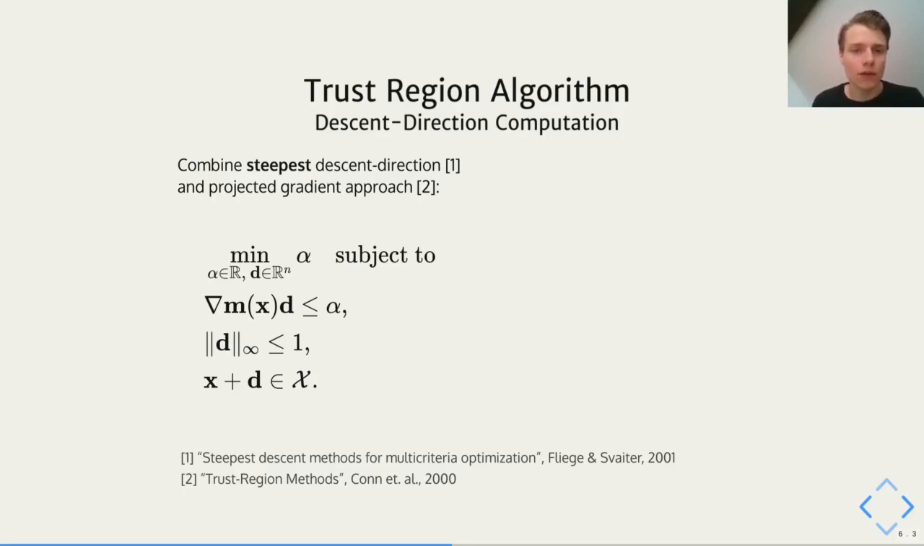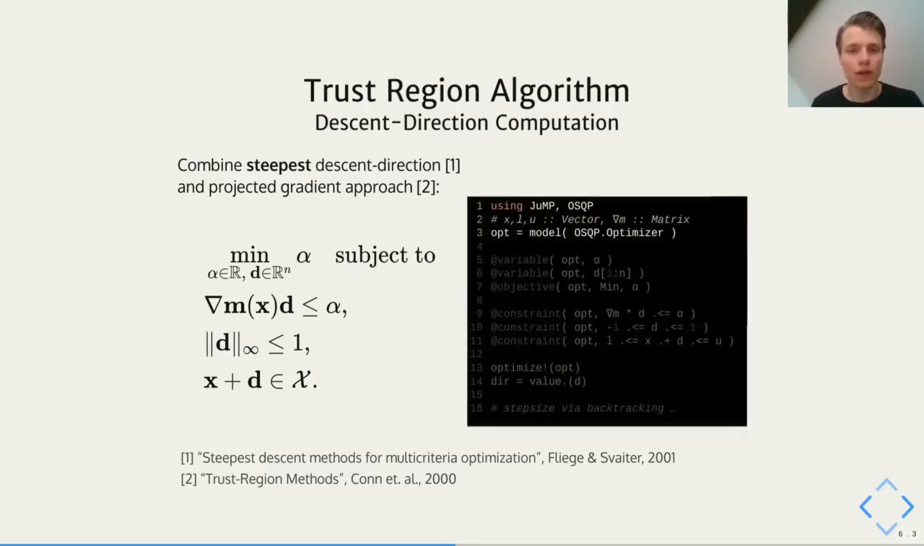It has 3 constraints, where the first constraint involves the surrogate Jacobian and ensures that we are actually computing a descent direction. The second constraint ensures boundedness and the existence of a unique solution. And the third constraint is due to the projection approach. Thanks to the JuMP project, we can also easily solve this problem in Julia, and I've written down how we do it in our package.